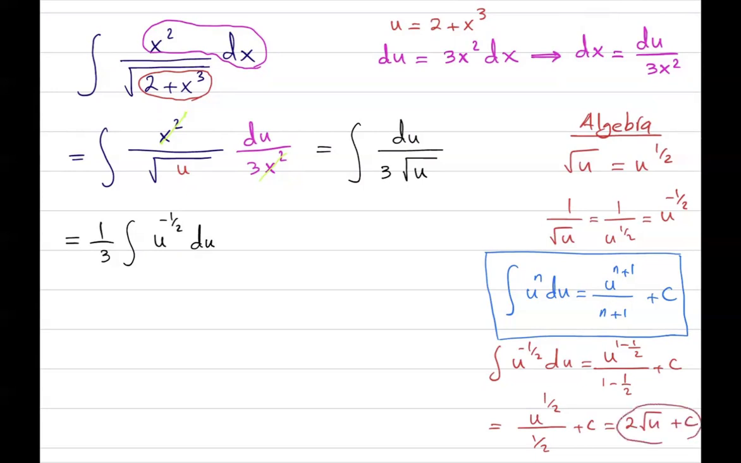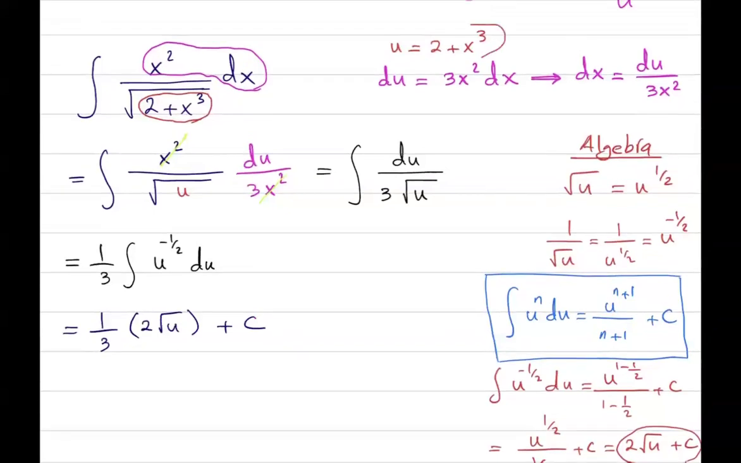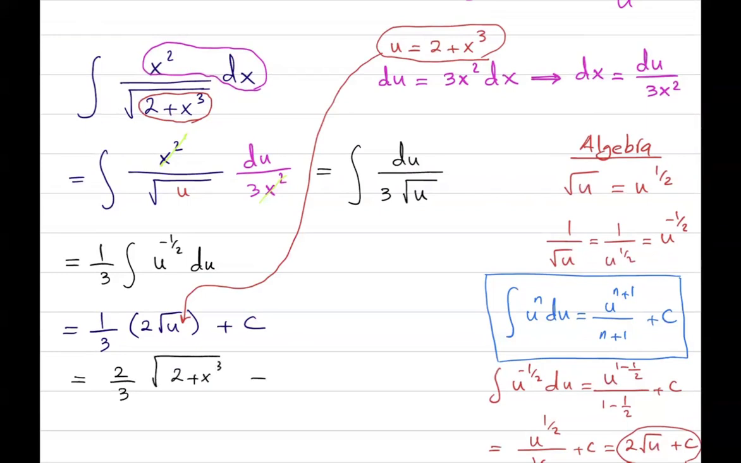Take this quantity and replace it here. You have a third times 2 square root of u plus constant of integration. Are we done yet? No, not yet. Why? Because my u was 2 plus x cubed. I have to replace this back here. My original integral is in x, not in u. So this becomes 2/3 the square root of 2 plus x cubed plus constant of integration.